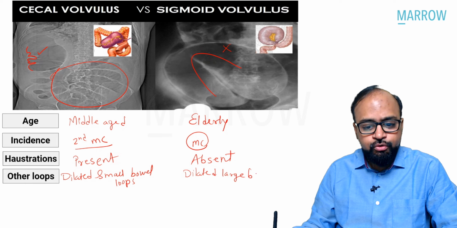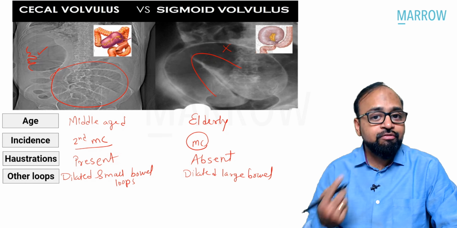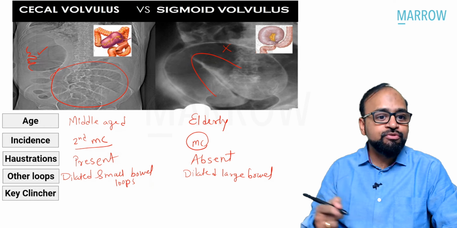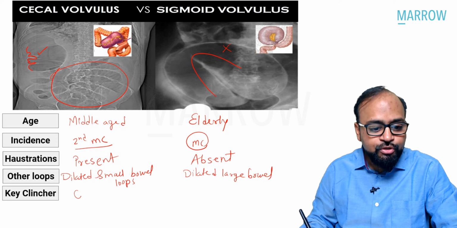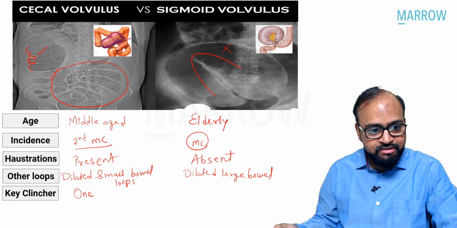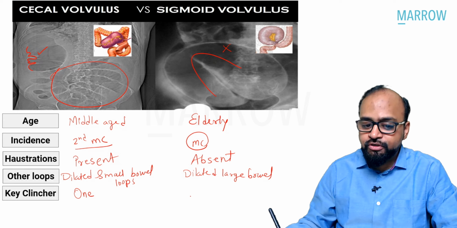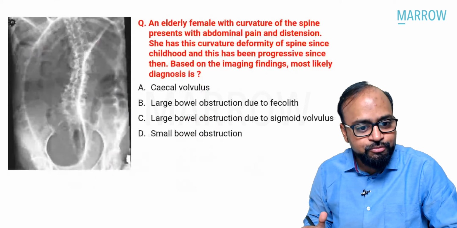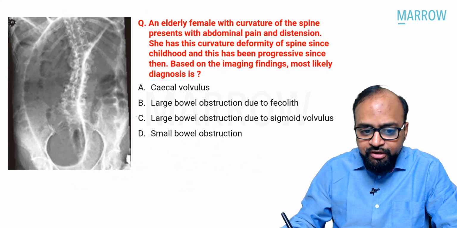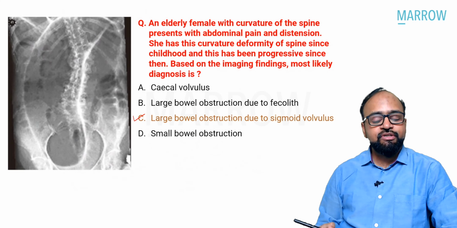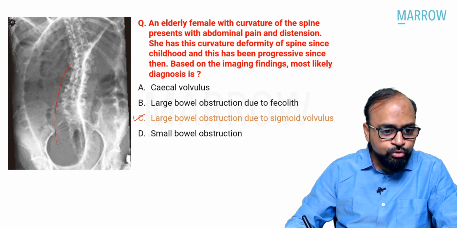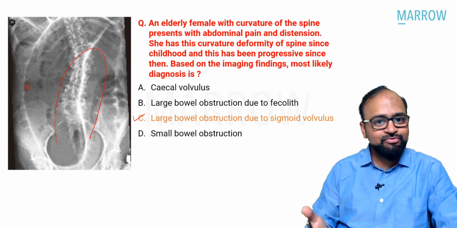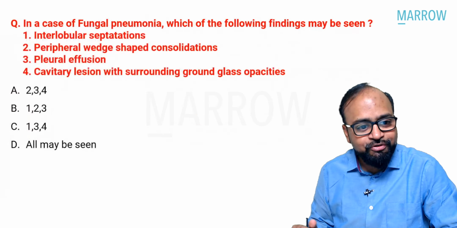So you may see dilated large bowel loops. And one very important point, a key clincher that we have seen: how many dilated loops do you see in cecal volvulus? You see only one dilated loop, that is the cecum itself, whereas in sigmoid volvulus, you see two massively dilated loops. We've seen that multiple times today, right? So what is the diagnosis here? The diagnosis is large bowel obstruction due to sigmoid volvulus. You can see two dilated loops without haustrations with the typical coffee bean appearance. So this is sigmoid volvulus.